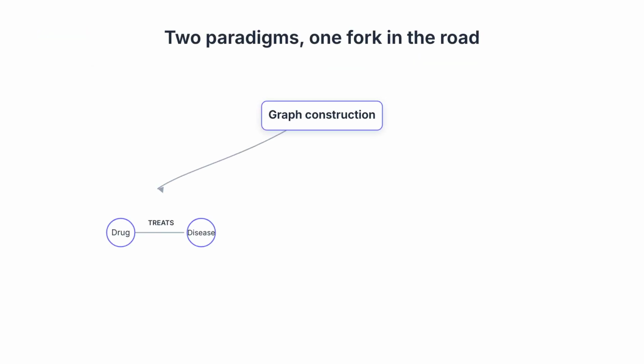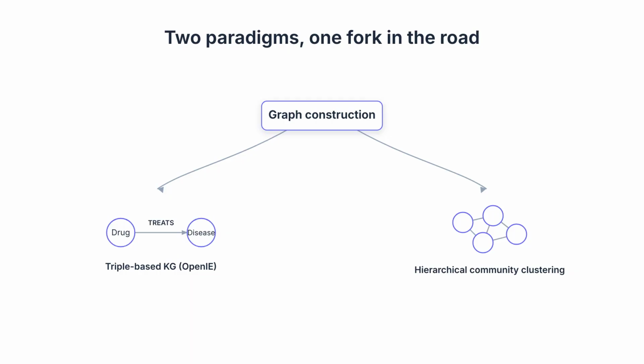Path 1 builds the graph fact by fact as precise atomic triples. Path 2 zooms out and groups the graph into communities. One is a microscope, the other is a map. Watch them branch, we'll walk down each path in turn.